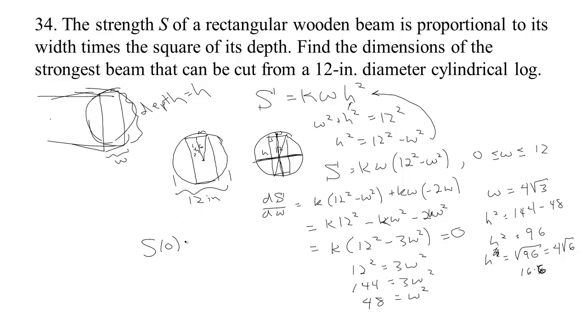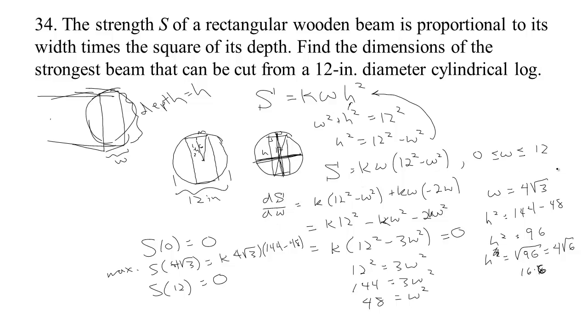Obviously, the strength when the width is 0 is going to be 0 times 12 squared, so that's 0. And the strength when the width is 12, 12 squared minus 12 squared would be 0, so we had no strength if we have a beam that's infinitely thin this way or infinitely thin that way. And then we had this one critical point at 4 root 3. And that's going to come out to be a positive value, so we know it's going to be good. We've got k times 4 root 3 times 144 minus 4 root 3 squared, which is 48. So that's definitely a positive number. This must be our max just by the extreme value theorem.